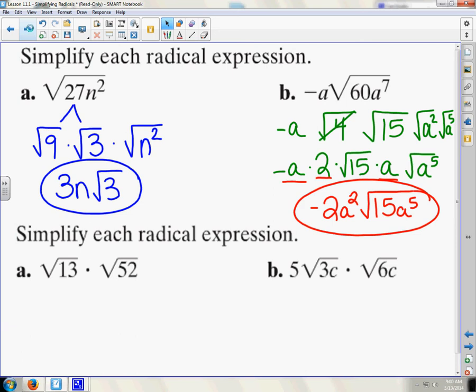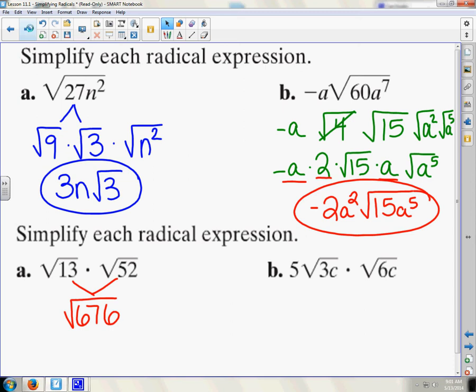we have simplify each radical expression. So this is pretty much the same, but we're doing the reverse. So if you have the square root of 13, the square root of 52, neither of those are perfect squares. So what you do is you multiply these two together. So you do 13 times 52, which equals the square root of 676.